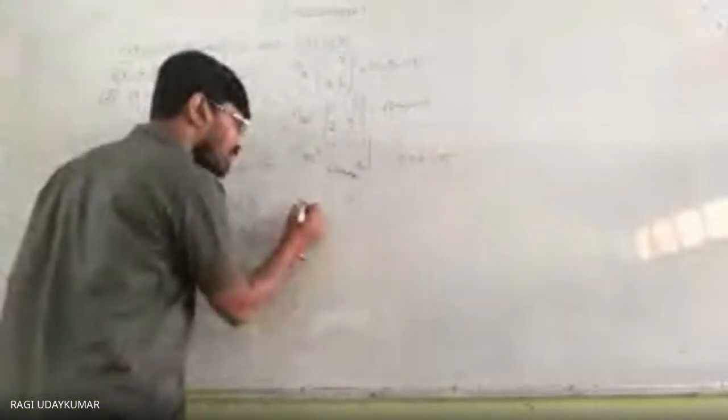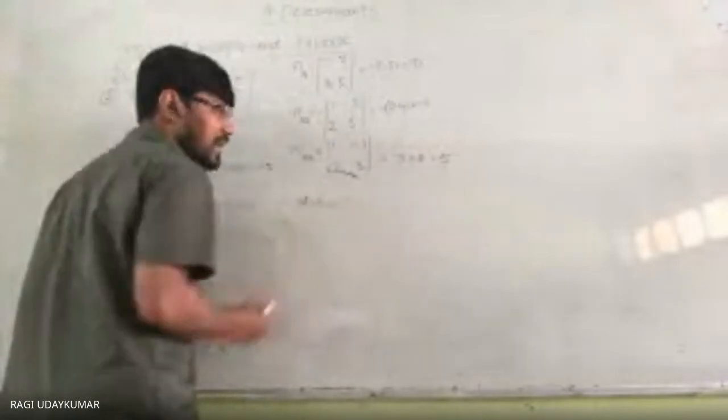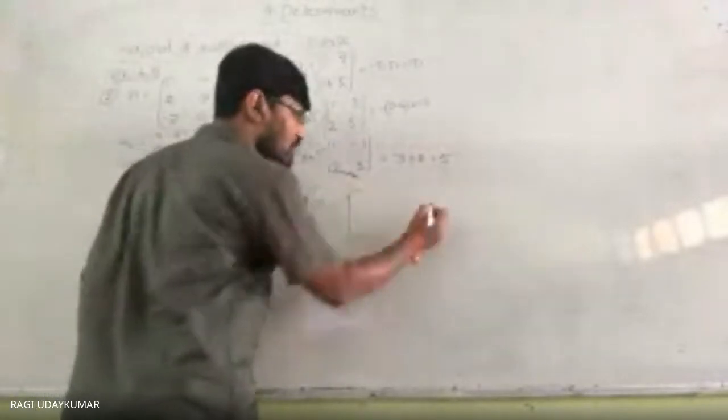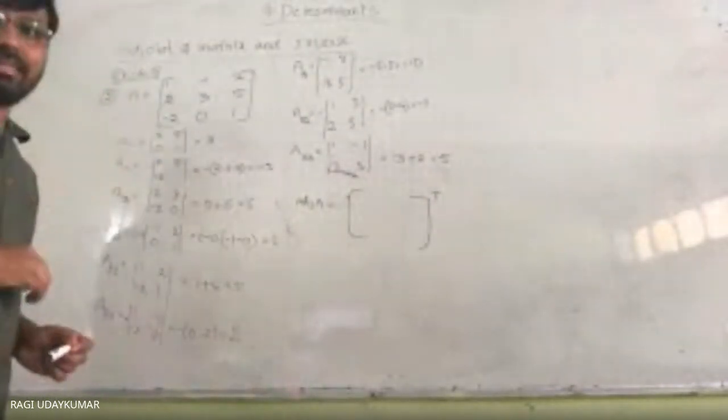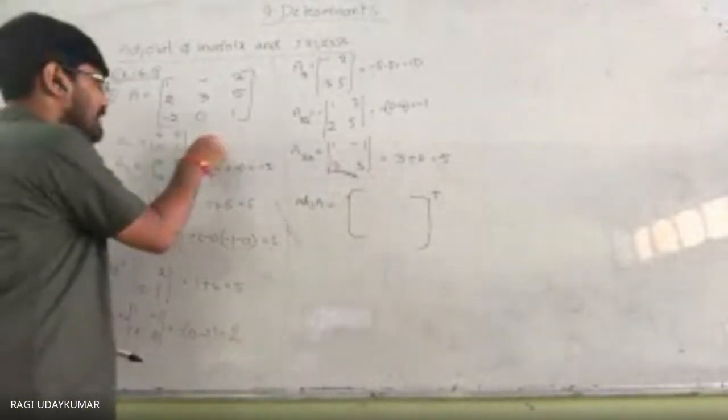Now here we are asked to find the adjoint of matrix A. The adjoint of matrix A is the transpose of the matrix obtained by replacing these elements. First you write like that. Then after that, you write these elements: 3.